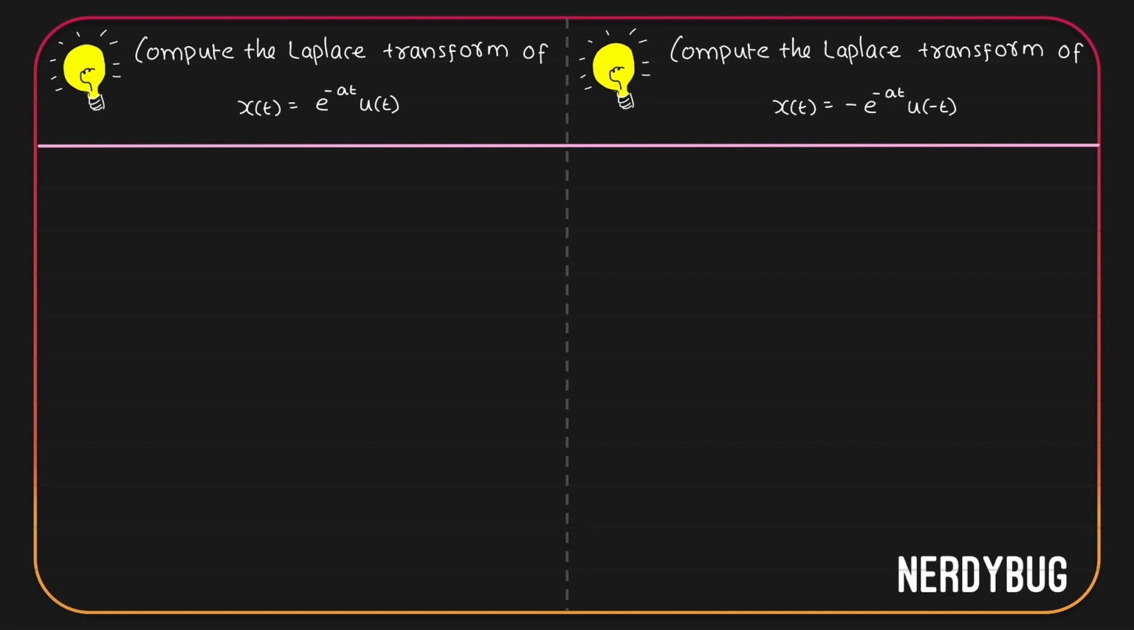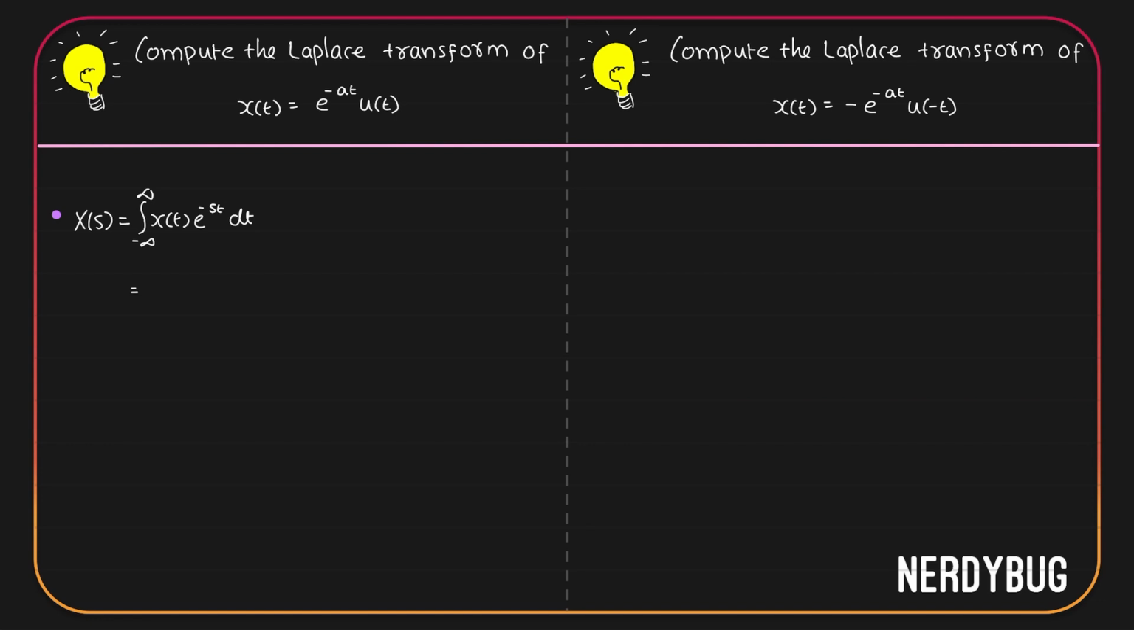Let us solve some problems now. First, we have to find the Laplace transform of x of t, which is e raised to minus at u of t. X of s can be written like this: integral from minus infinity to infinity x of t e raised to minus st dt. Here x of t is e raised to minus at u of t.